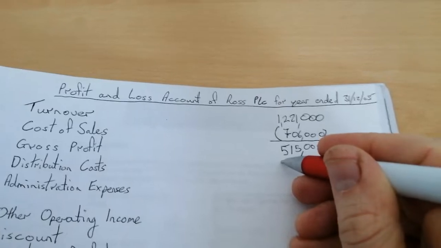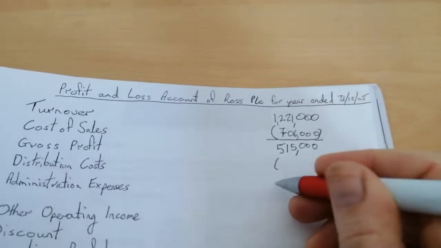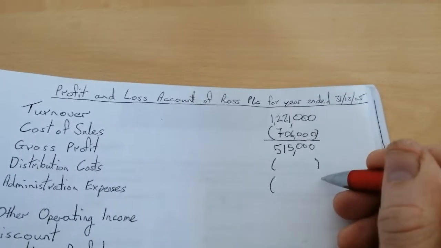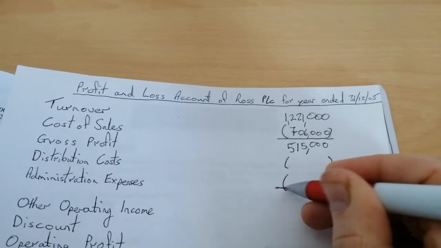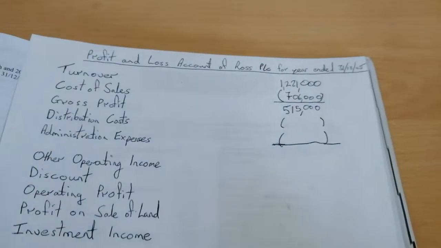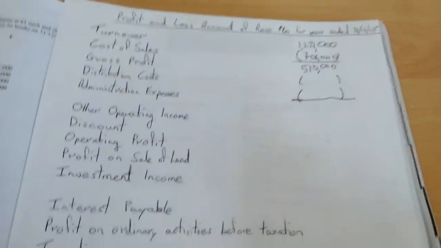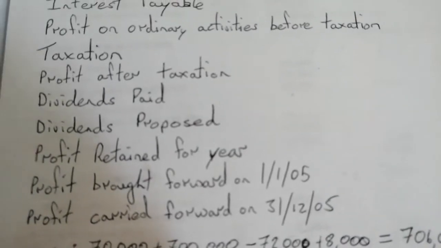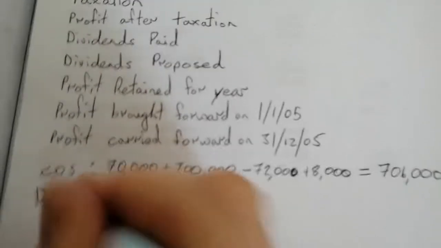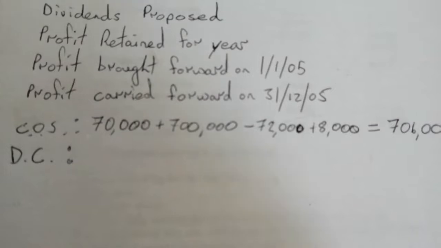Okay, so 515,000 is our gross profit, and the next thing we're going to do is just calculate our distribution costs and put them in there. Our administration expenses, this is our less expenses part, and we're going to get a figure underneath. Okay, so let's do those two if we can. So the next one is distribution costs. So down below I'm going to do another working for distribution costs.